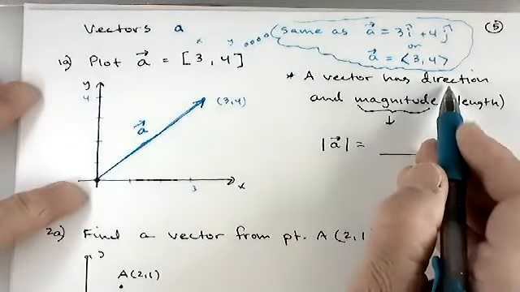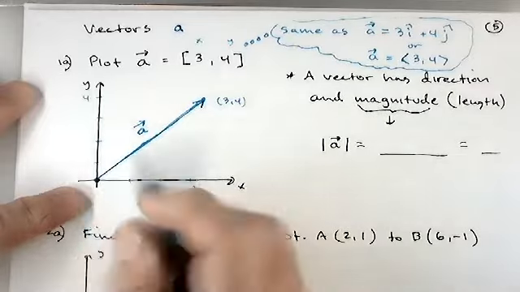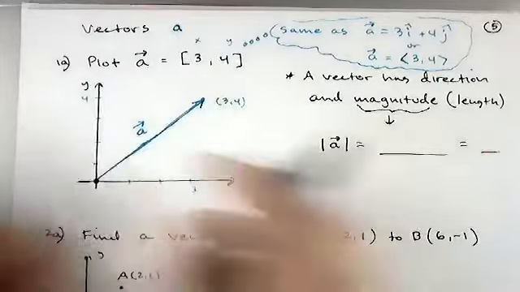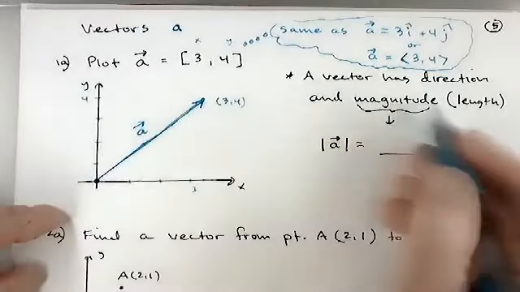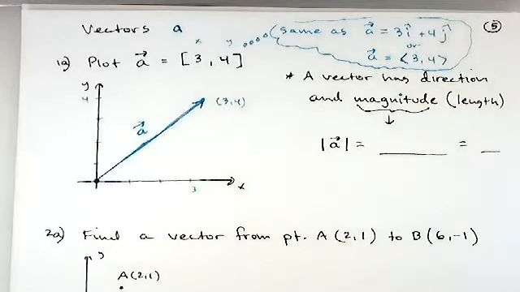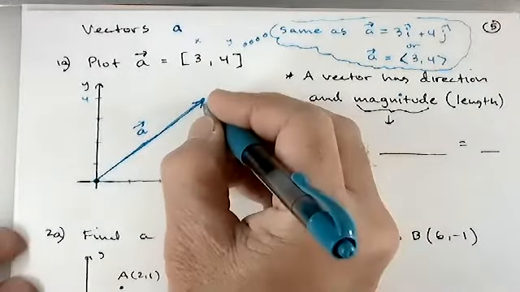Now it has direction inherently, right? Just because we can tell it's pointing in a certain angle, so it has a direction already. But let's talk about the length of a vector, which we refer to as magnitude. And to find the magnitude of a vector, it's really easy, especially for 2D.